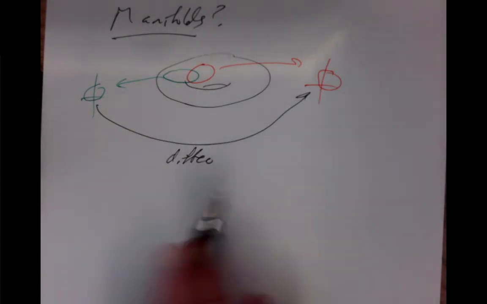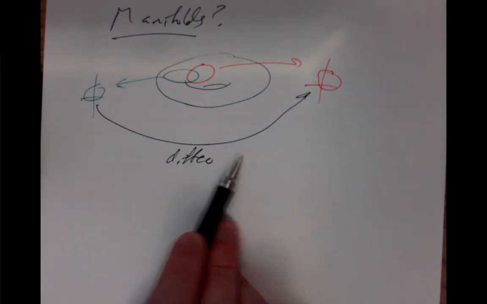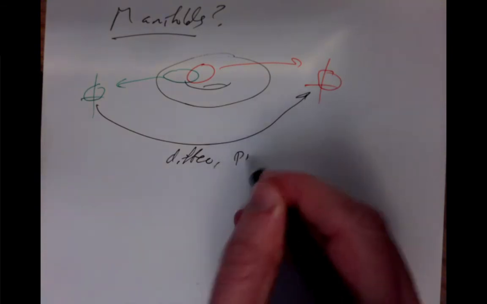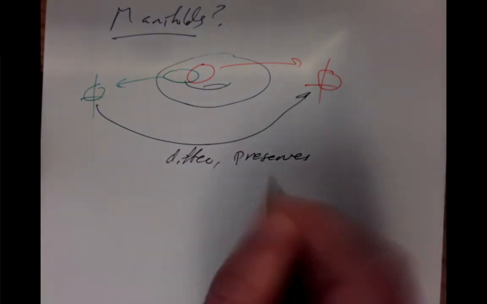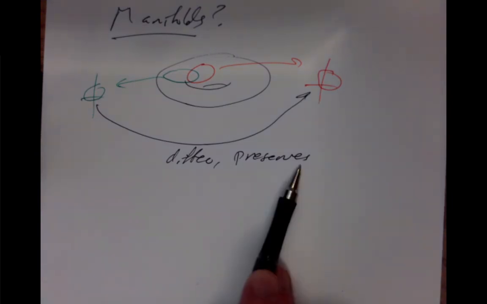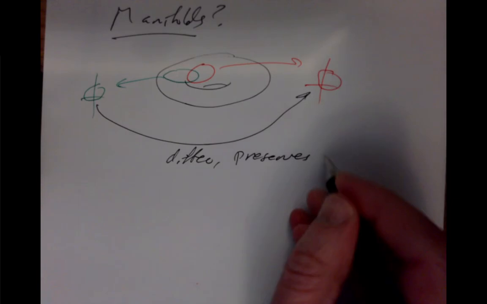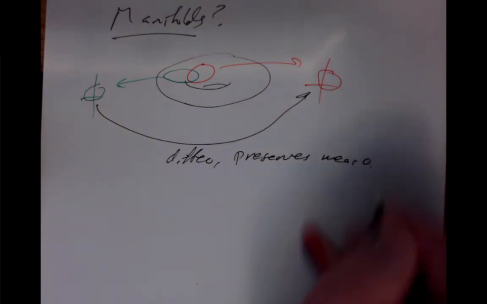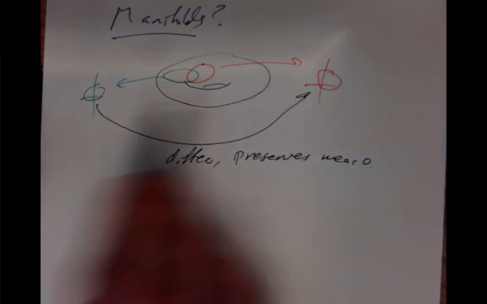So it'll take measure 0 to measure 0, and vice versa. So it preserves measure 0. It doesn't preserve things of length 1 or area 2 or volume 3. It doesn't, volume 7, let's say, it doesn't preserve those, but it does preserve measure 0 sets. It takes measure 0 to measure 0.